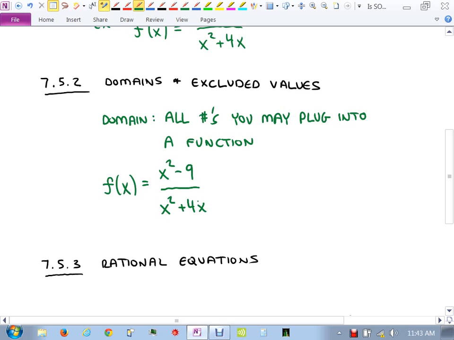Can you take any number you want and plug it in there? I mean, you can try, right? Like, if I wanted to know what's f of 1, then I would take 1 and replace all my x's with 1s, right? So what would I get? 1 minus 9 over 1 plus 4. So I get negative 8 over 5, and that would be it. Are y'all comfortable with what I did there? Any questions on that?